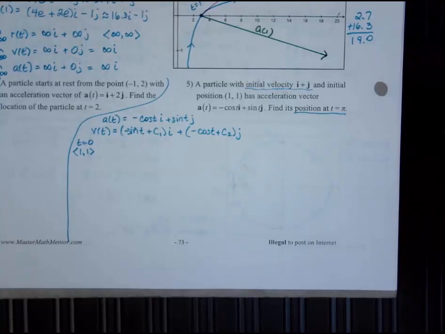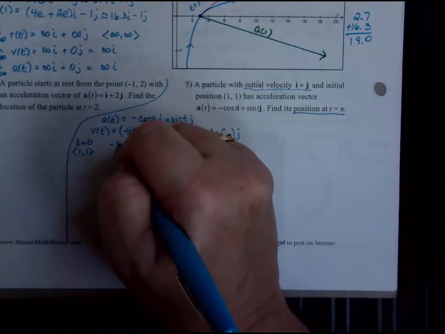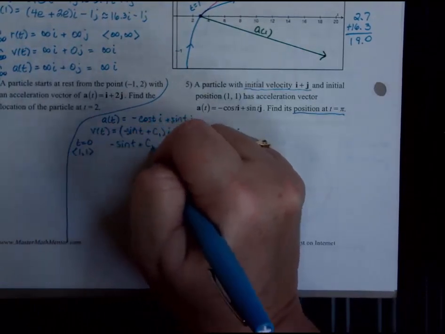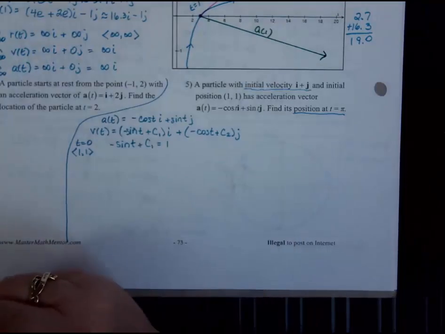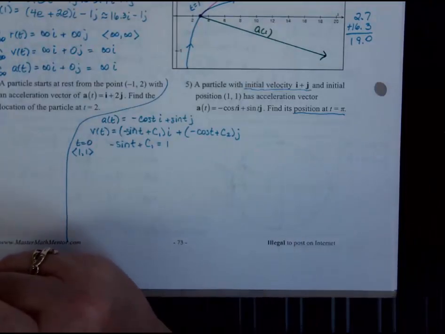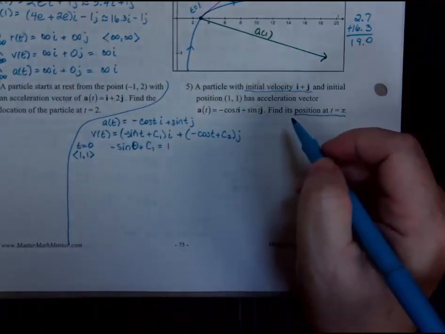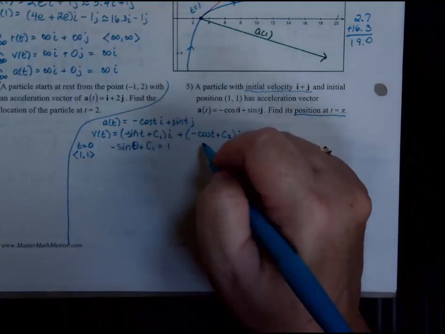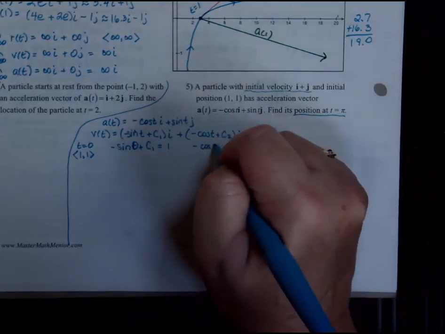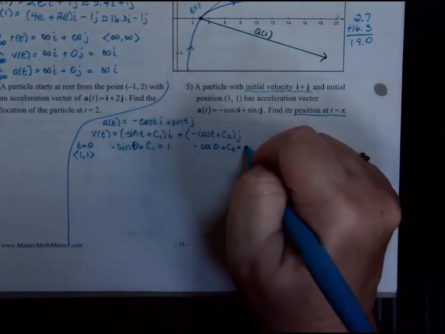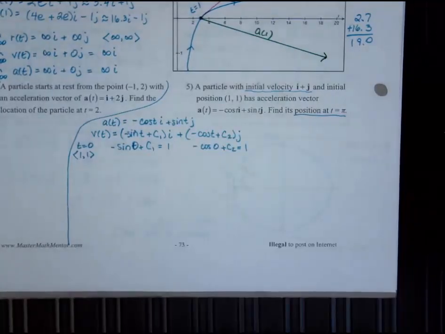So what's in front of i needs to be set equal to 1, and what's in front of j needs to be set equal to 1 also. So I go like this: negative sine t plus c1 equals 1. But I made a mistake. I'm supposed to be plugging in what for t? 0. So make that into a 0. There's your first equation. And your second equation is negative cosine 0 plus c2, also equal to 1.